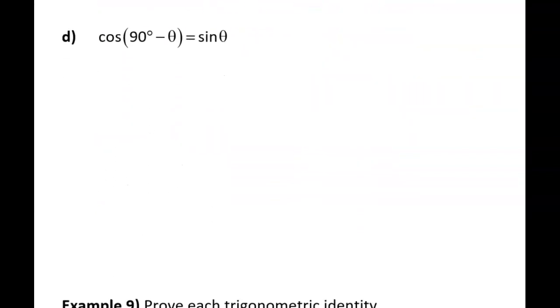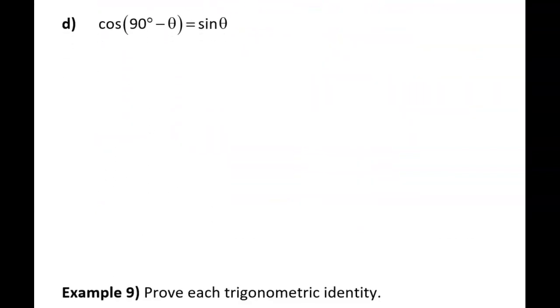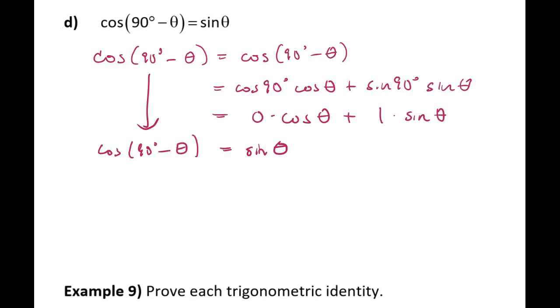All right, here's another one for you to try, D. Pause the video while you work on this one. All right, here's my proof for this one. I just used an angle difference identity and then simplified it using the values for cosine and sine of 90. All right, now let's take a look at a couple other examples.